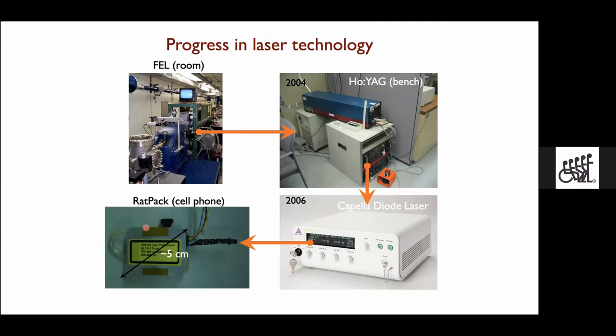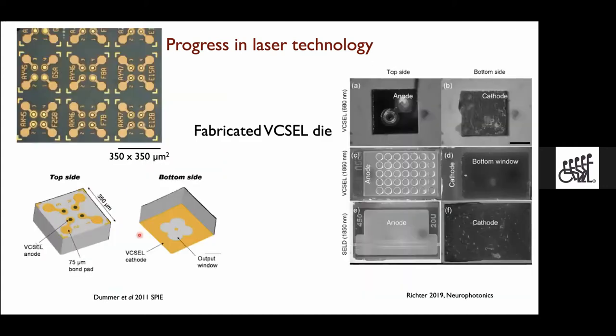And then when I was doing my postdoc at Northwestern, we had switched to a cell phone sized laser. This is a three channel system that we used to implant in the cats and stimulate the auditory system with that. What we are moving towards now is using micron sized VCSELs, vertical cavity surface emitting lasers.